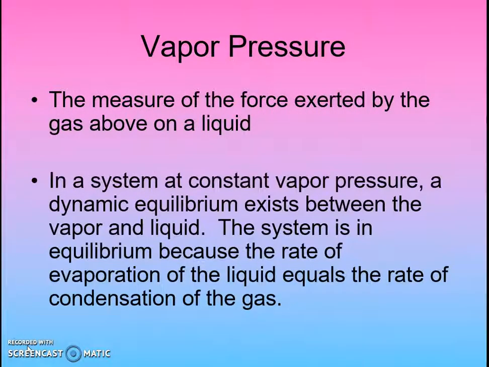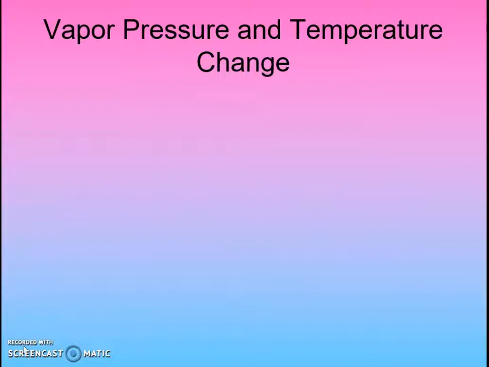So in a system that is at equilibrium, you have a constant vapor pressure because that equilibrium, even though it's dynamic, is changing. We have particles evaporating, particles condensing. They're just doing it at the same rate, so you end up getting an equal amount of vapor pressure since the amount of particles remains constant, even though they are continuously changing. The overall balance of them remains constant, so you have a constant vapor pressure.